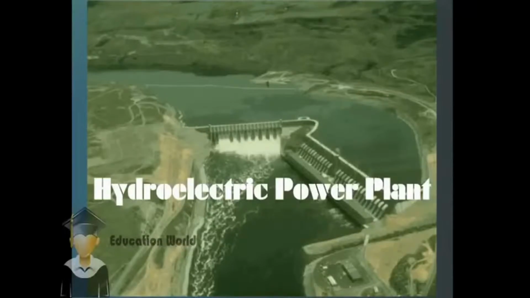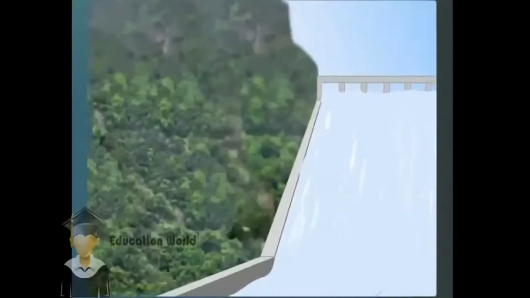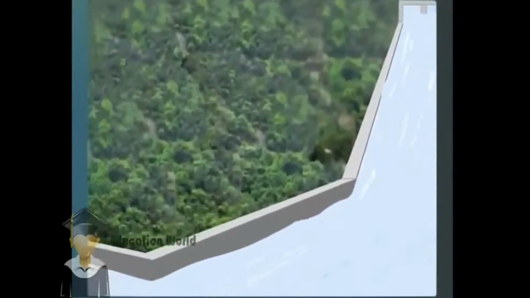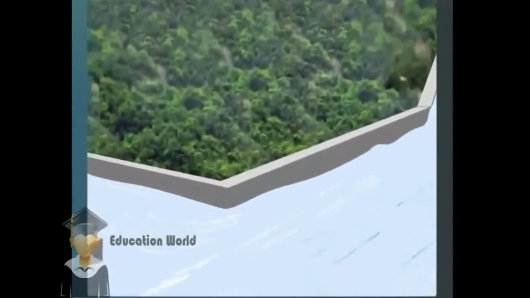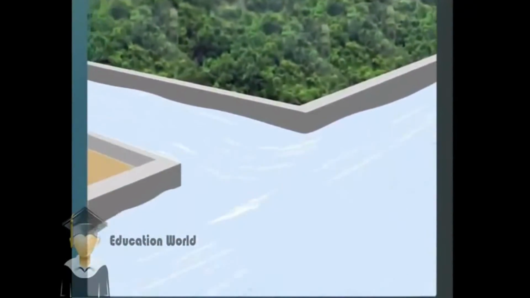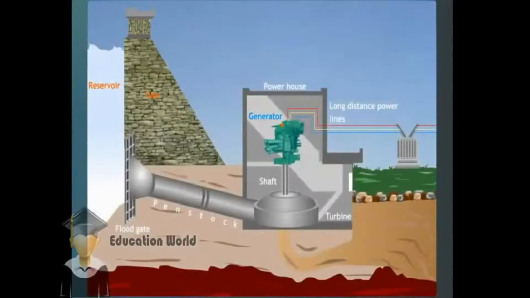Hydroelectric power plant. In a hydroelectric power plant, electricity is produced from water. A dam is built across a large river to hold back the river water and raise its level to form a reservoir.